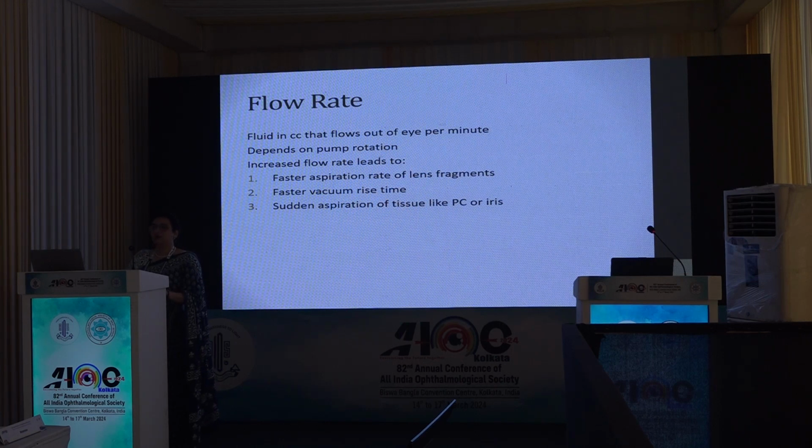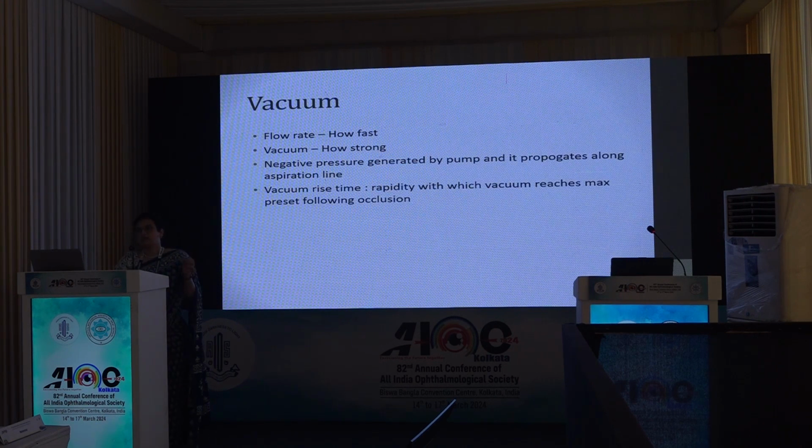What is flow rate? Flow rate is the amount of fluid that comes out of the eye per minute. It depends upon the pump rotation, especially in peristaltic pumps. An increased flow rate leads to a faster process. The phaco time is reduced, but it also leads to faster aspiration of the lens fragments and faster vacuum rise time, which can lead to sudden aspiration of tissues like the PC or iris. So flow rate is how fast, vacuum is how strong.